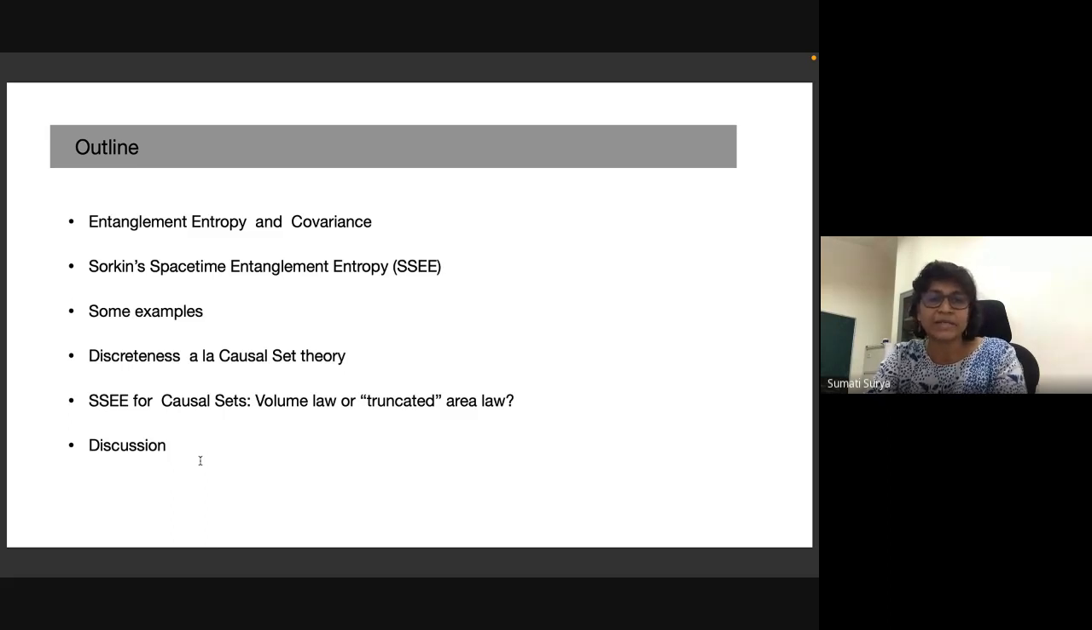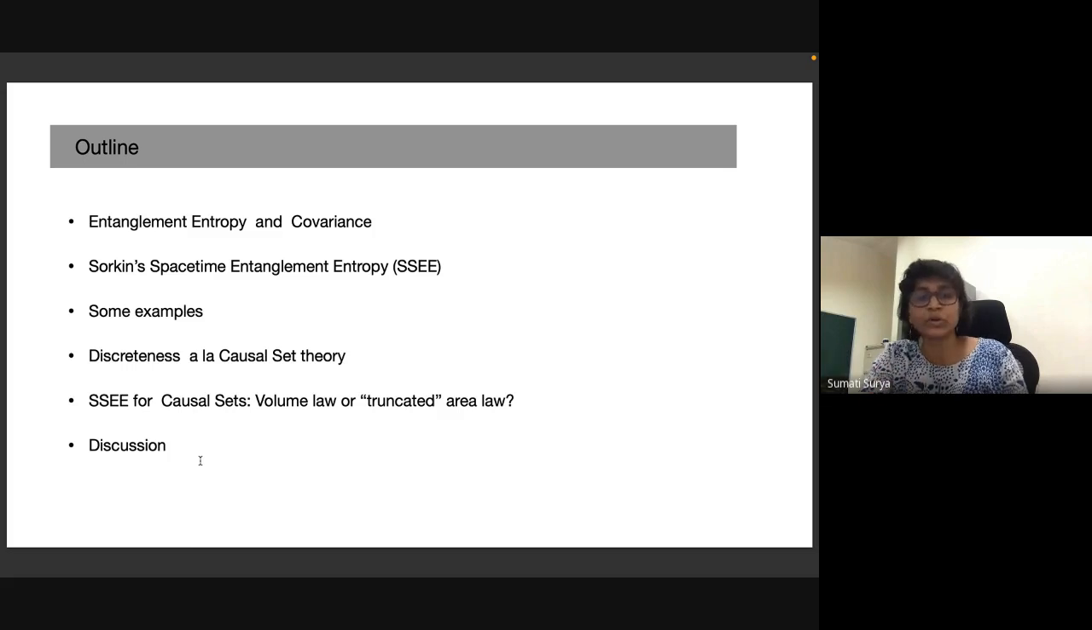And in the last decade or so, there have been attempts to try to understand this formulation from a more standard perspective. And this work will be along those lines. So, in the continuum, we have some examples that we've studied. I will give some examples of spacetimes in which this formula can be applied, and we get back the expected entanglement entropy formulae in these cases.